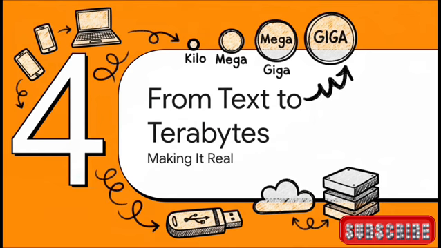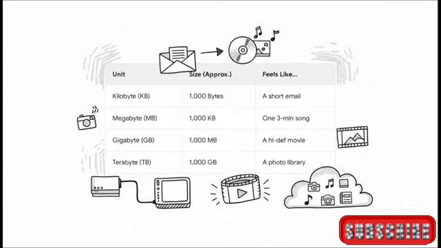Okay, now for the fun part. Let's actually connect these kind of abstract names, kilo, mega, giga, to the stuff we use every single day. Let's make this real. This table really puts it all in perspective. So, a kilobyte, a KB, think of a short, plain text email. Not much. A megabyte? An MB? Okay, now you've got enough space for a decent photo or about one 3-minute song.